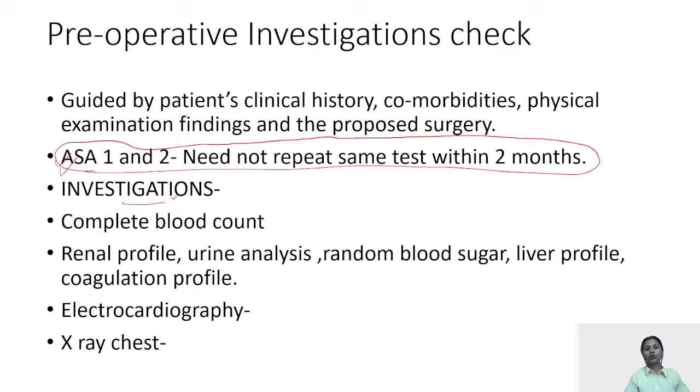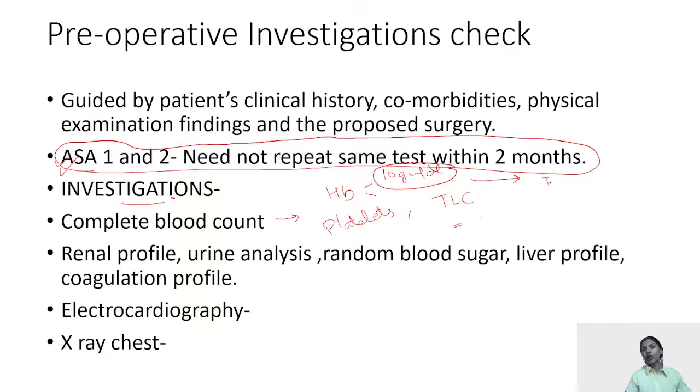What all investigations do we order? Complete blood count to check the hemoglobin, your platelets, your TLC count. Importance: hemoglobin. For all the elective surgeries, we take the limit of hemoglobin to be 10 gram per deciliter. Okay. So the minimum hemoglobin that has to be there for an elective surgery is 10 gram per deciliter.